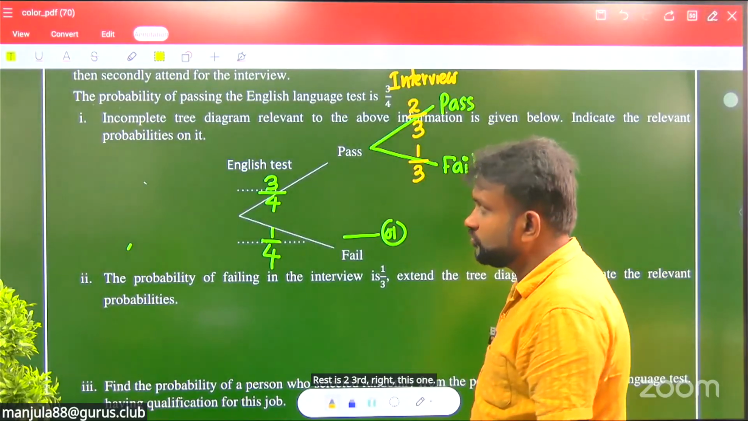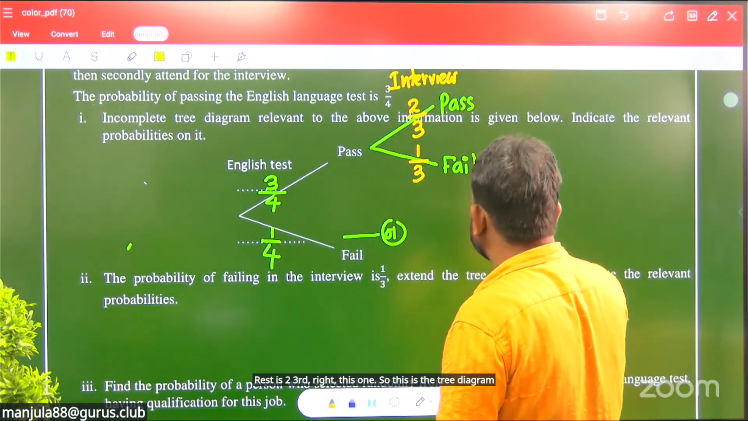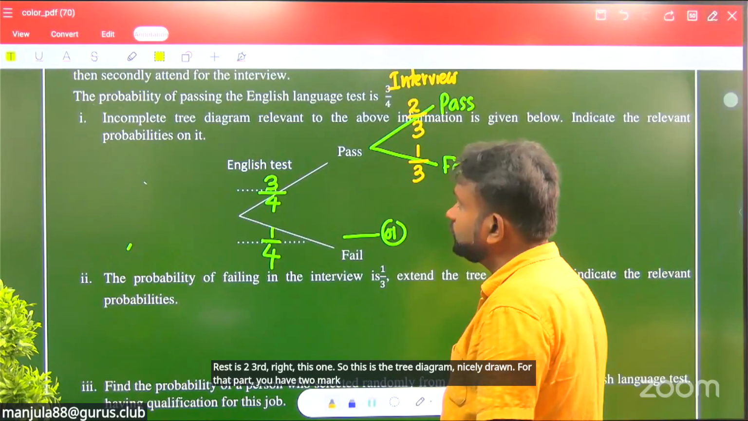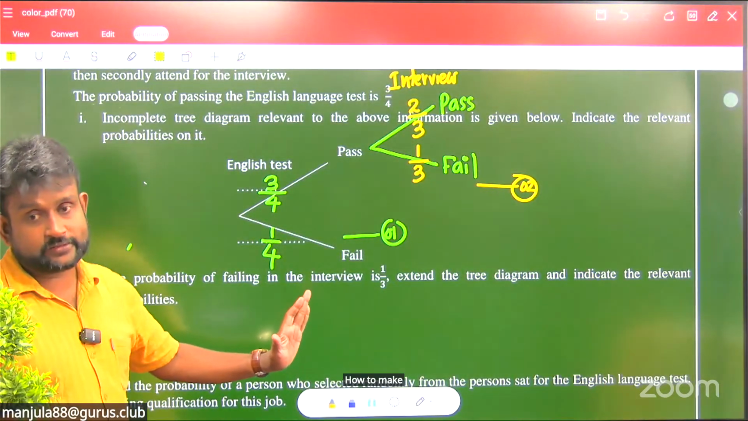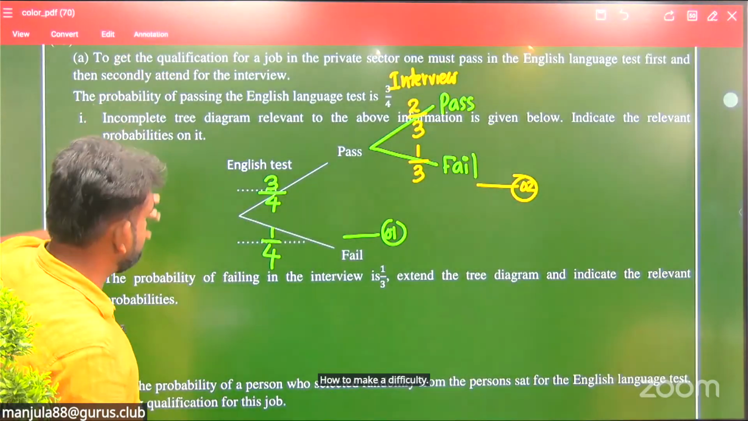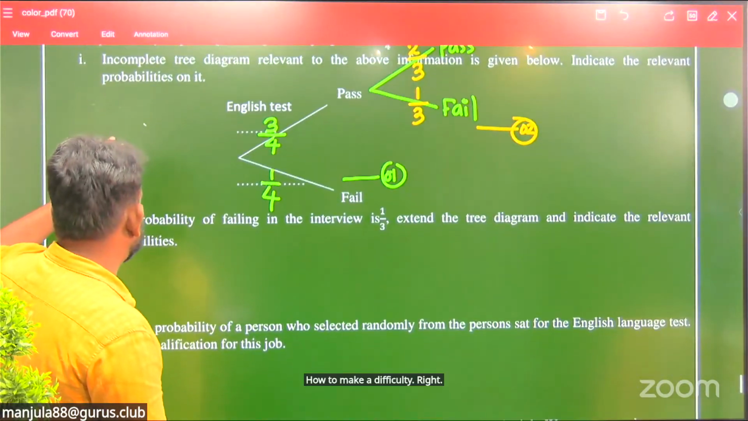So this is the tree diagram nicely drawn. For that part, you have 2 marks there. Right. If you extended it there, it is completely wrong. Then the tree diagram and relevant probabilities.